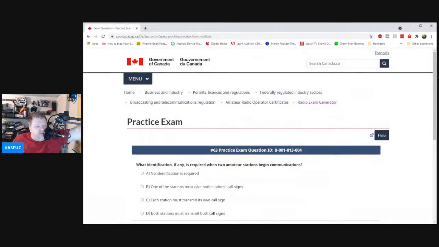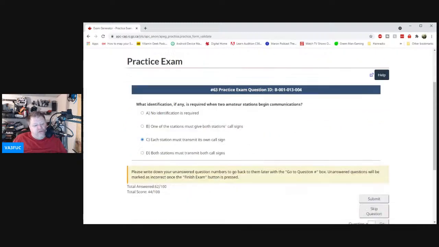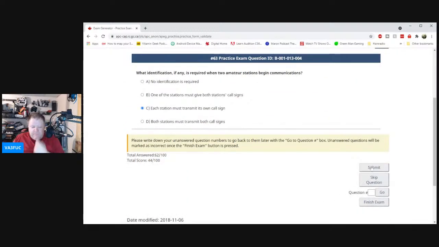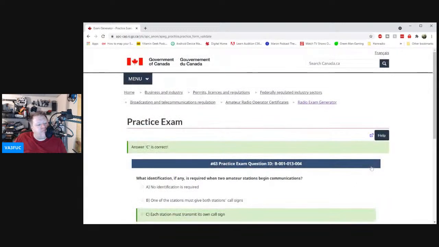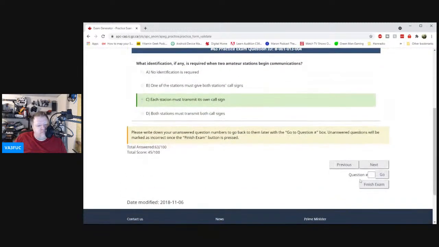What identification, if any, is required when two amateur stations begin communication? No identification required. One of the stations must give both call signs. Each station must transmit its own call sign. Both stations must transmit both call signs. I believe it's C. Each station must transmit its own call sign, if I remember correctly. Yep. That's what they were looking for.